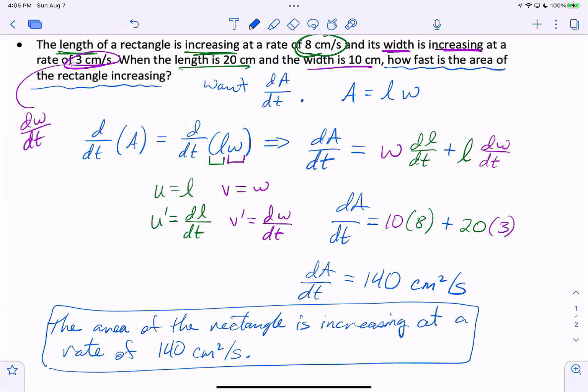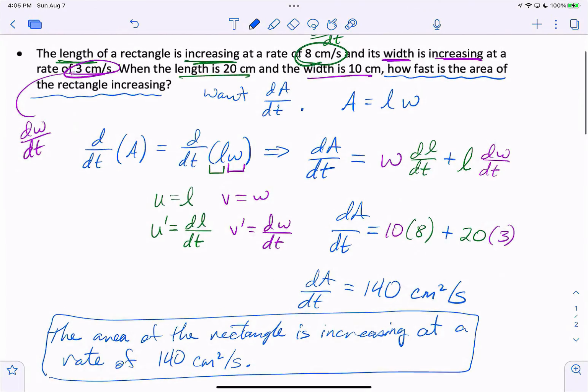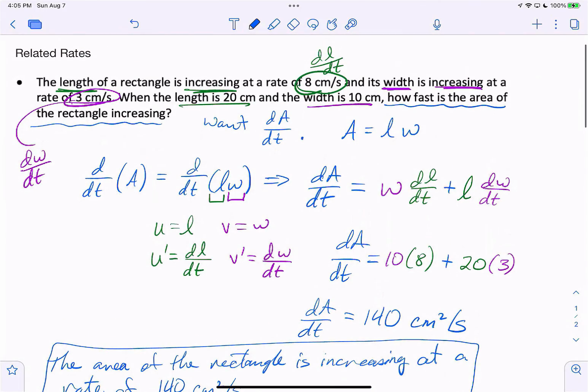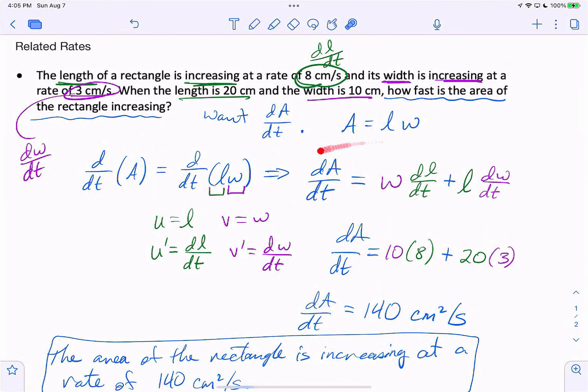Now I want to talk about the name of this series of videos, related rates. This derivative here indicates that the rate at which the area is changing is related to the rates at which the length and width are changing. So this derivative is related to these derivatives. That'll be a common theme in this series of videos.